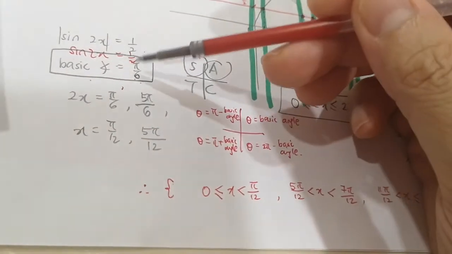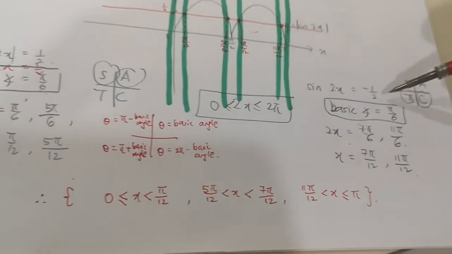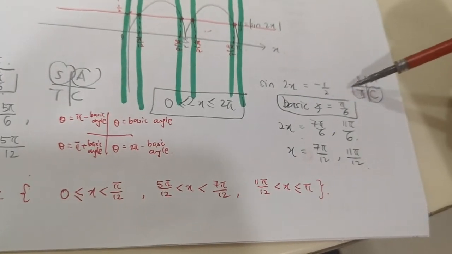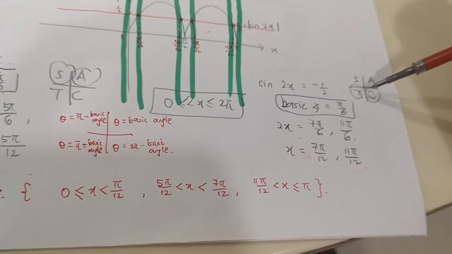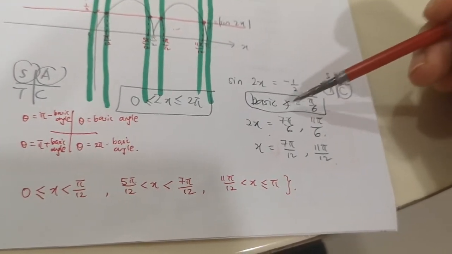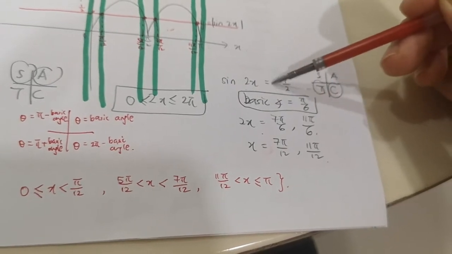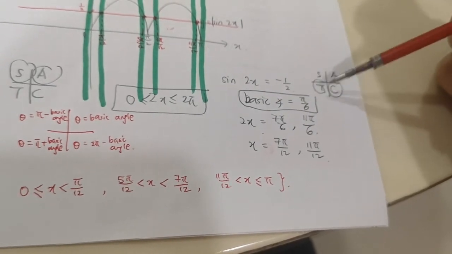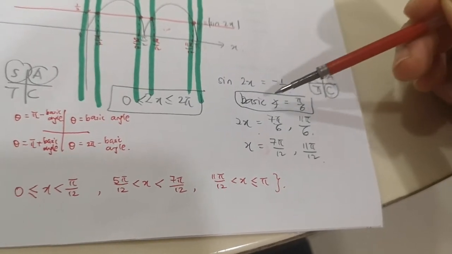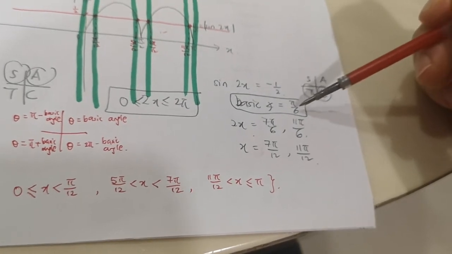So straight away change to pi over 6, so you get this answer. Okay, how about this one? For this one, sine 2x equals negative 1 over 2. So I just circle the C and T region, the third and the fourth region. So I will find the basic angle, also the same, sine inverse of 1 over 2. I said already, the negative value only indicates which quadrant you need to circle. But when you want to find the basic angle, you just press a positive value. So this one is pi over 6.